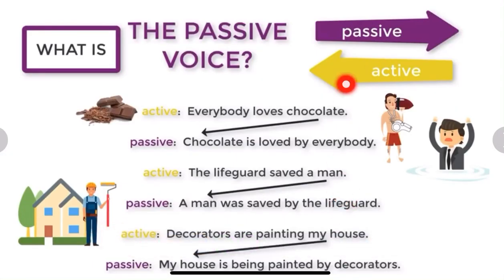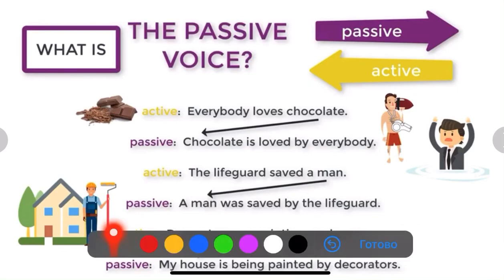What is a passive voice? Passive voice, active voice. For example, everybody loves chocolate. Chocolate is loved by everybody. The lifeguard saved a man. A man was saved by the lifeguard. Decorators are painting my house. My house is being painted by decorators.